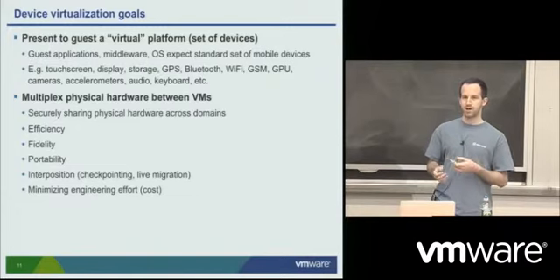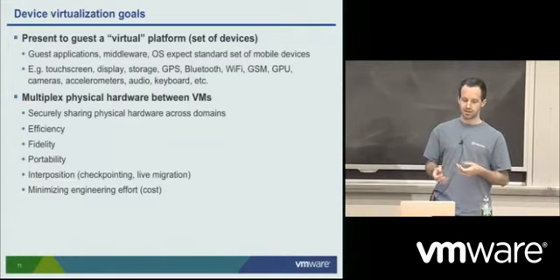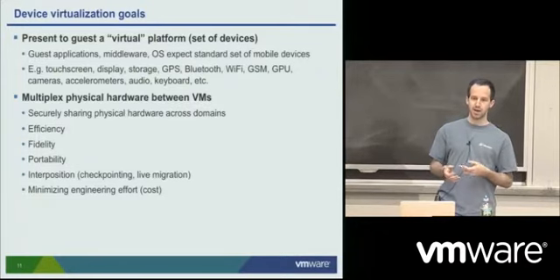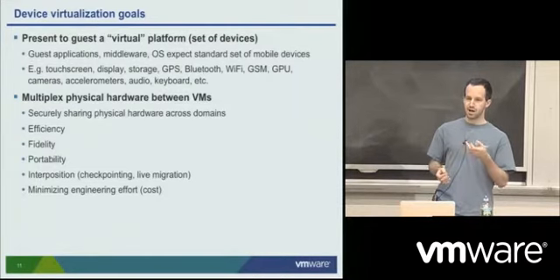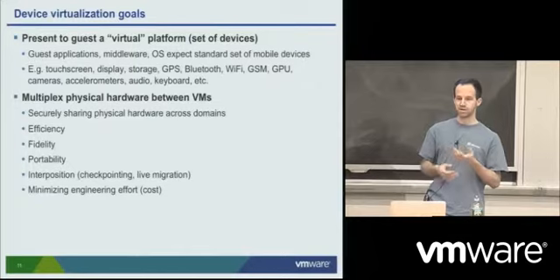We want to do it in a secure way, such that virtual machine A doesn't get to read or modify the accelerometer values of virtual machine B. We want to do this efficiently with minimal overhead and achieve maximum performance with a given hardware. We want fidelity, and Prash went into some detail about that, this idea that the virtual hardware looks a lot like the physical hardware that the guest might be expecting, and the guest perhaps doesn't even realize it's running in a virtual environment.